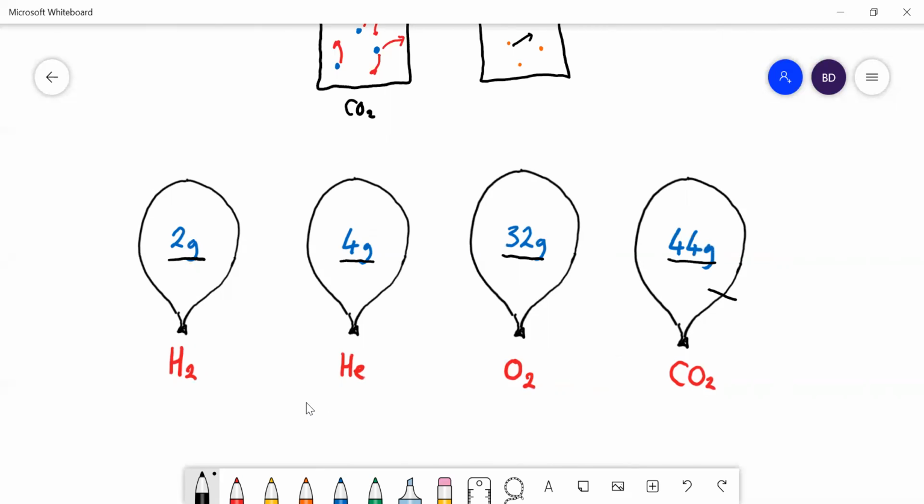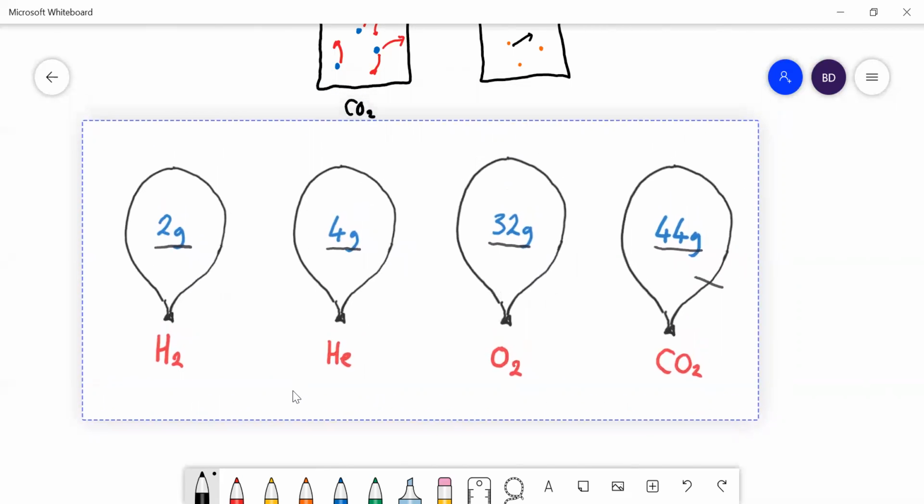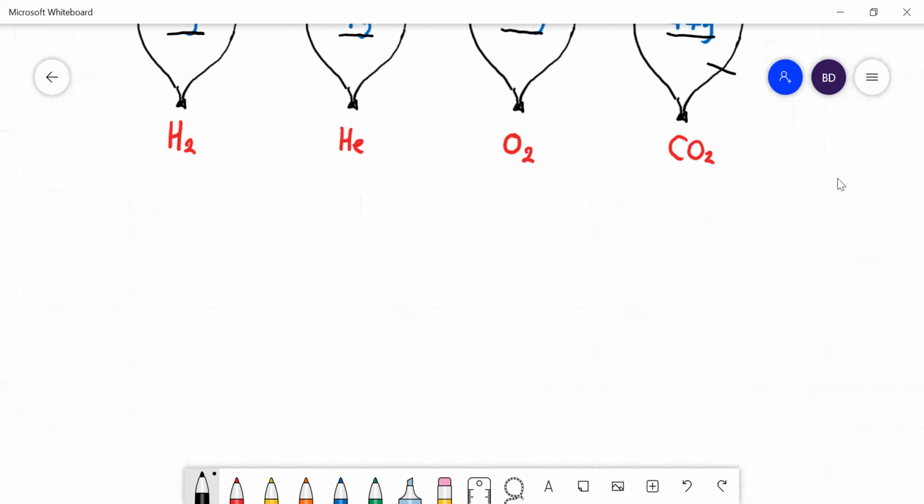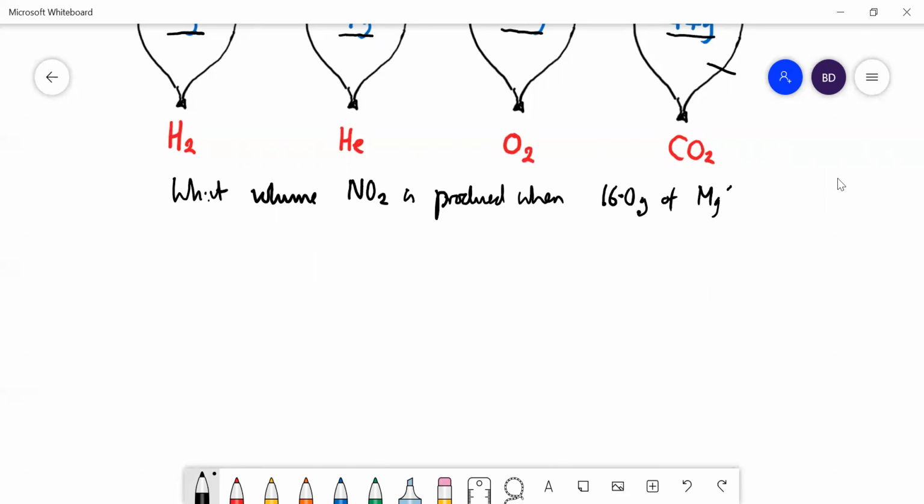Right, let's do some calculations involving reacting masses and gas volumes. You need to be able to do reacting mass calculations to do this bit, as it's combining 2 things. The question is, what volume of nitrogen dioxide gas, which is a brown gas, is produced when, let's say, 16.0 grams of magnesium nitrate undergoes thermal decomposition?